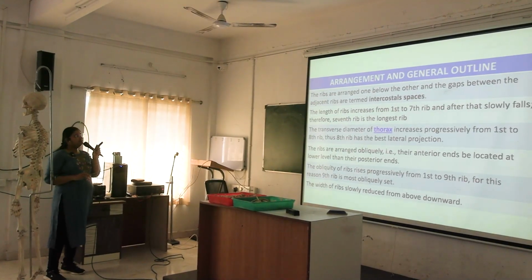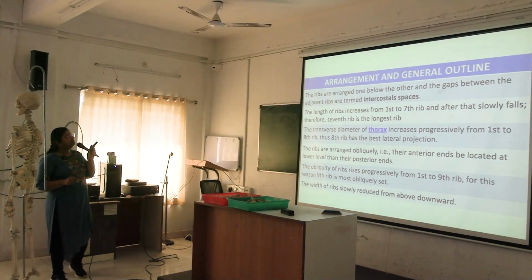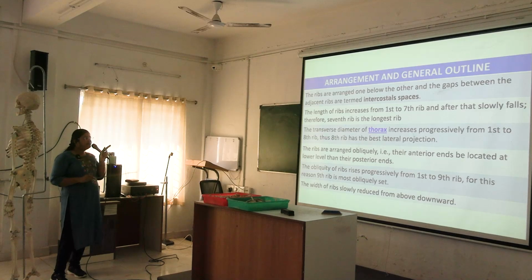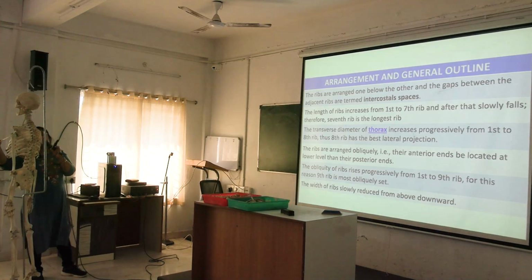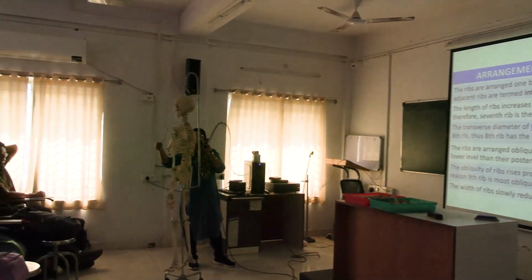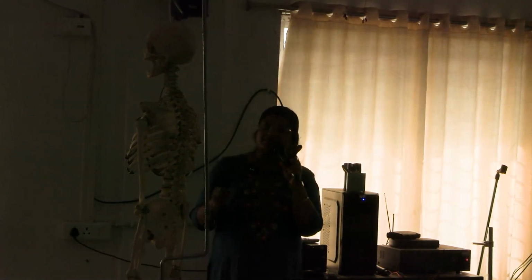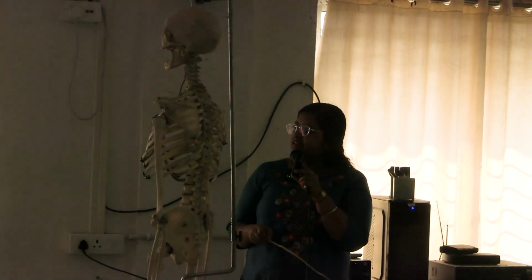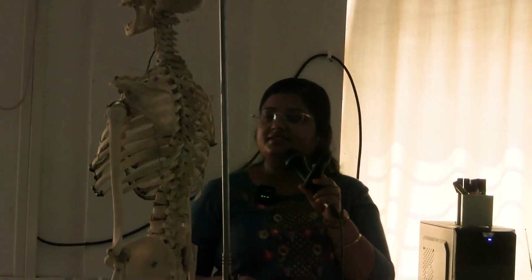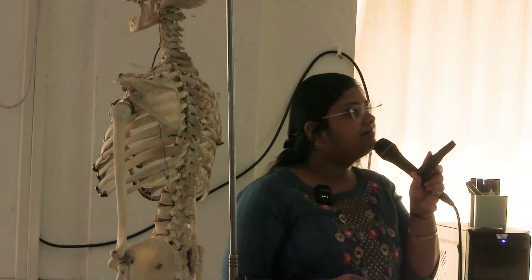So, arrangement and general outline. The ribs are arranged one below the other, and the gaps between the adjacent ribs are termed intercostal spaces. So the space in between ribs is the intercostal space. We have already discussed the intercostal space and its contents: the intercostal muscles and neurovascular bundles.